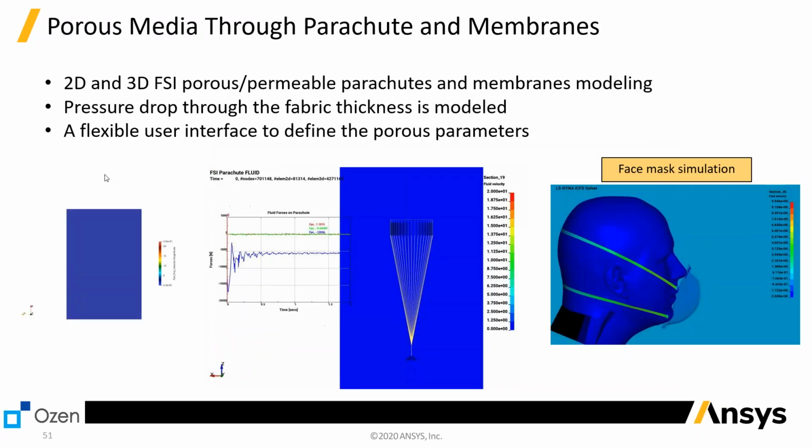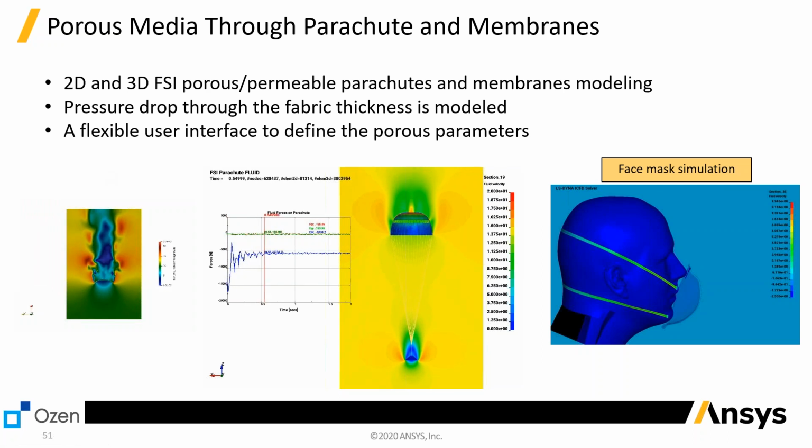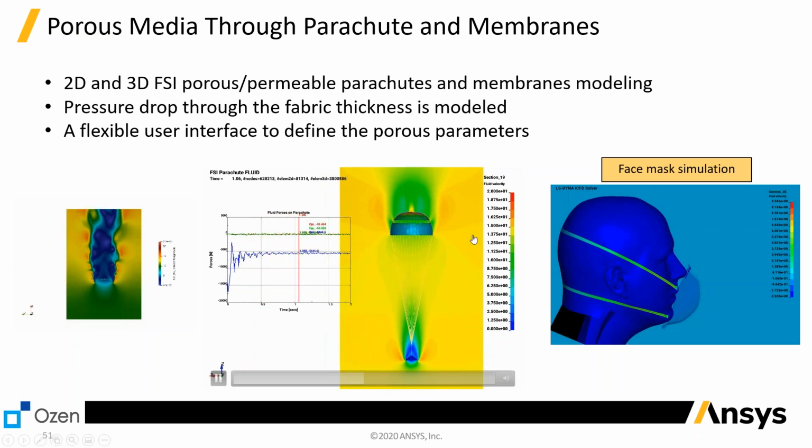Another improvement is related to porous media. We can now model 2D to 3D FSI porous permeable, like for example here, the parachute and the face mask. There is a large number of porous media models, so it's important that we keep it simple but still sophisticated enough so we can keep adding different models without reshaping the interface too much. This is what helps in this new interface.